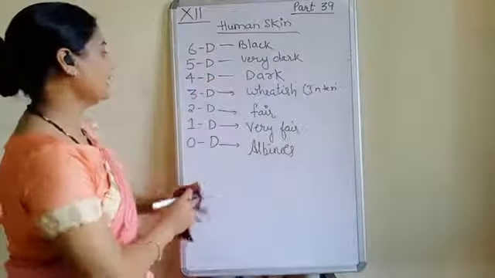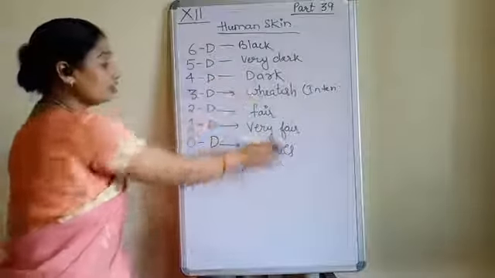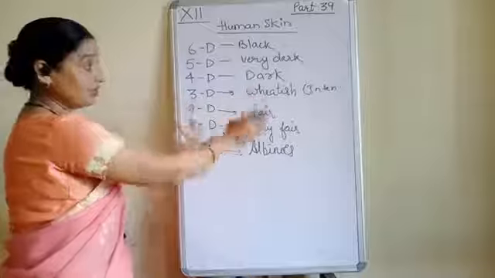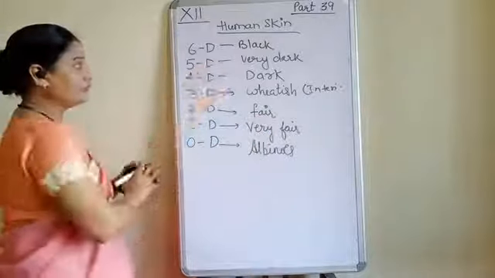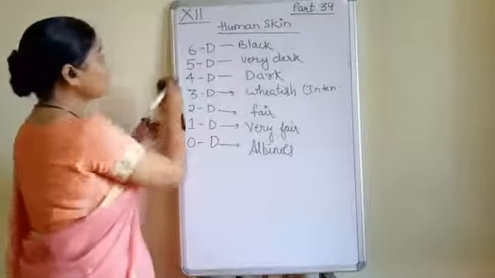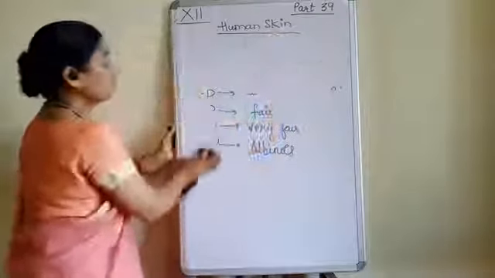Now how will we get this? It's better, children, to note down this thing, because by using these things only we will draw the graph for this. Now see the conditions. How to do the cross?